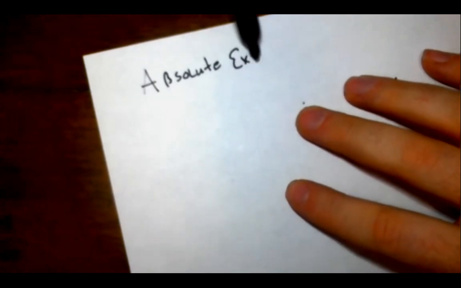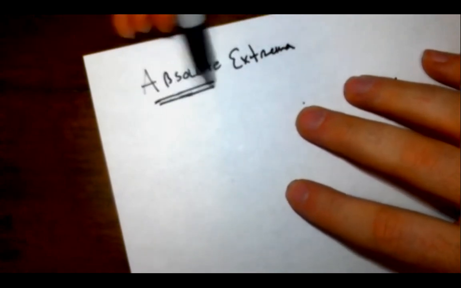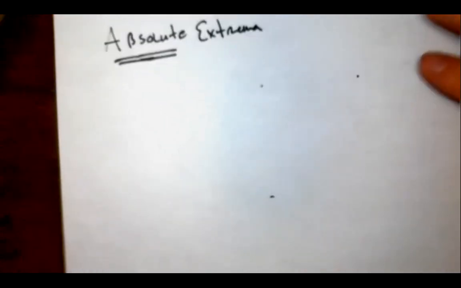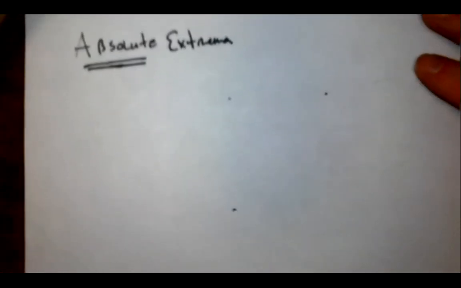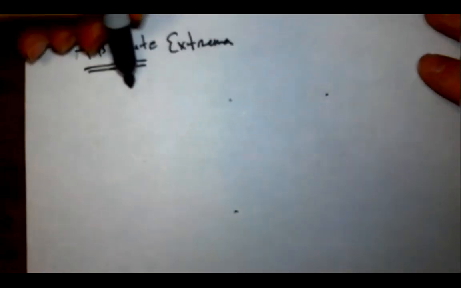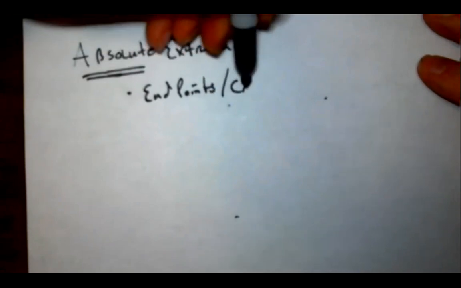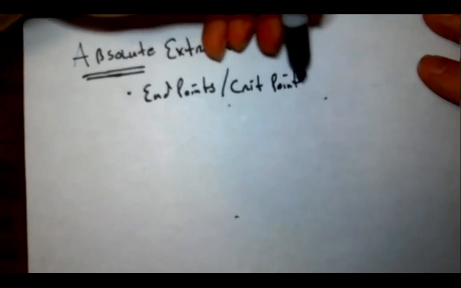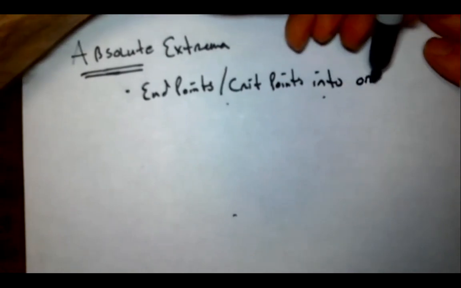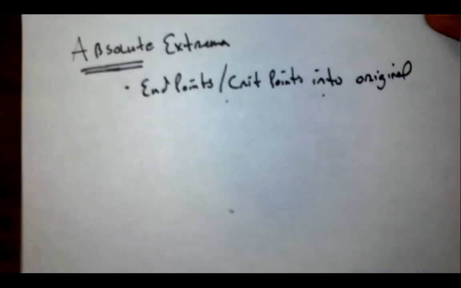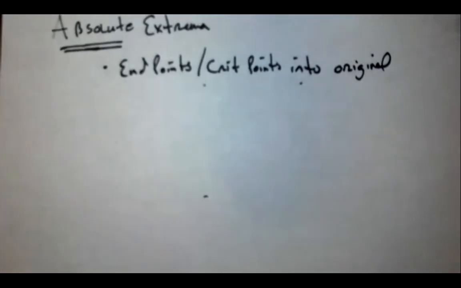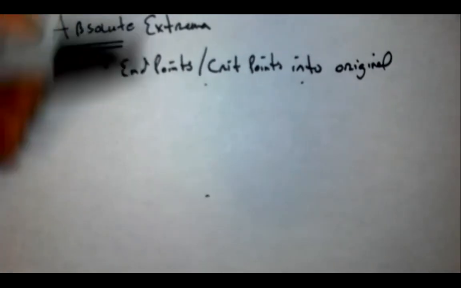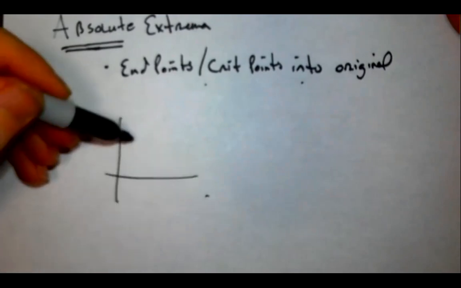So before we get into this problem, which is a little more complicated, messy, let's do a quick recap because it's been a long time since we've talked about absolute extrema. Keyword, absolute. So if you remember this lesson from way back in the first part of the year, absolute extrema is endpoints and critical points into the original. Endpoints and critical points into the original. So now if you remember, I can give you something that looks like this.